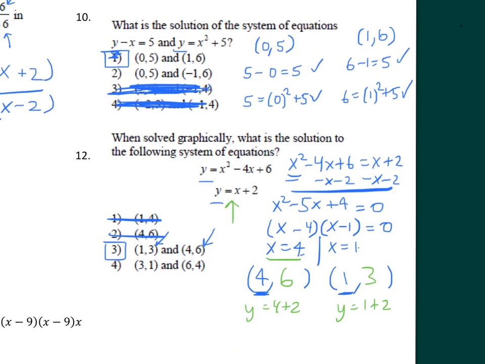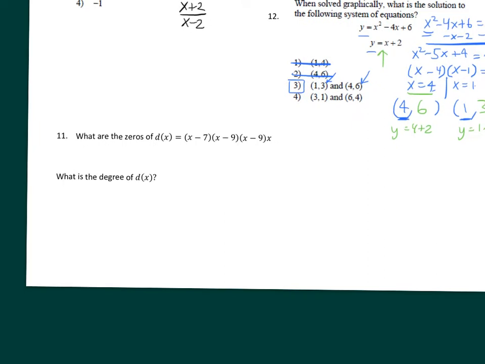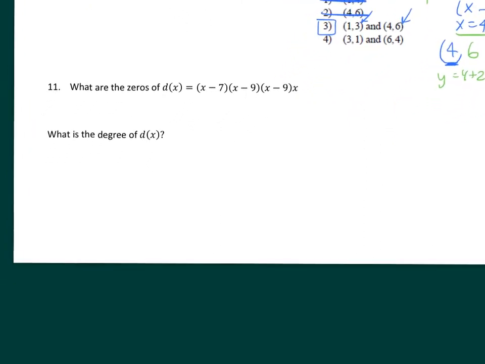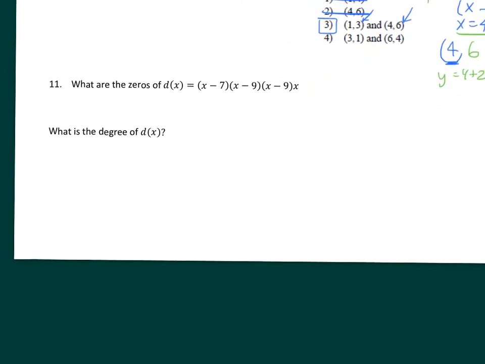Let's take a look at what we have left here. All right, so just moving over, we're up to number 11. Hopefully we're going so well. All right, moving along.